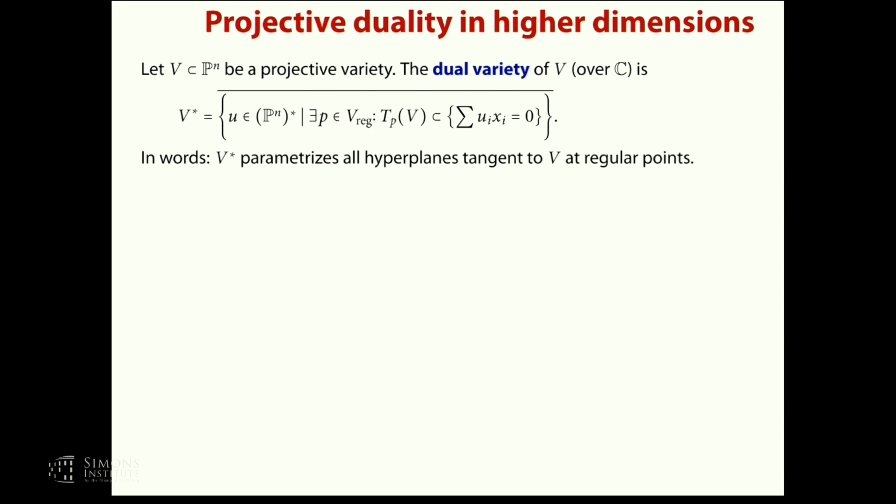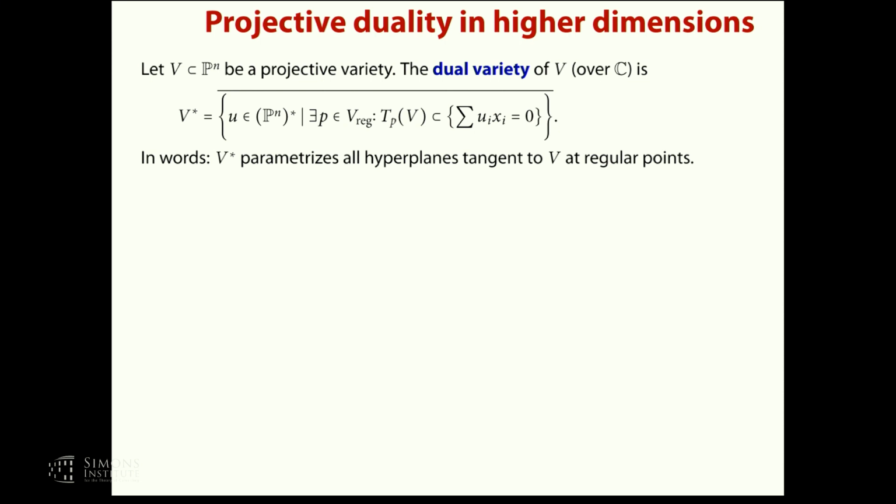So the general definition of the dual variety now is very much like for curves. You have a projective variety V, and you just take all hyperplanes that are tangent to the variety. If the variety itself is not of codimension 1, then its tangent spaces are lower dimensional, but you just take all hyperplanes that contain the tangent space at some regular point. So the definition says there exists some regular point where the tangent space is contained in the hyperplane defined by this equation, and you collect all these coordinates, you get the dual variety in the dual projective space.